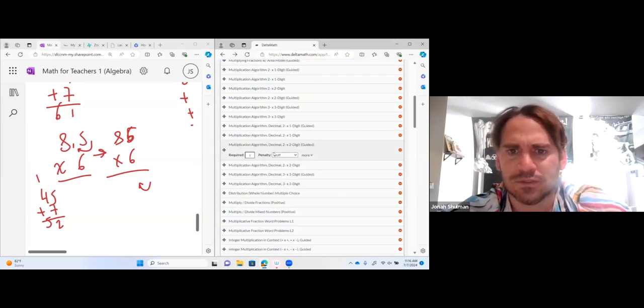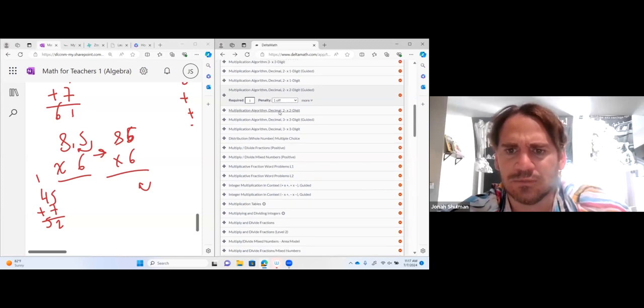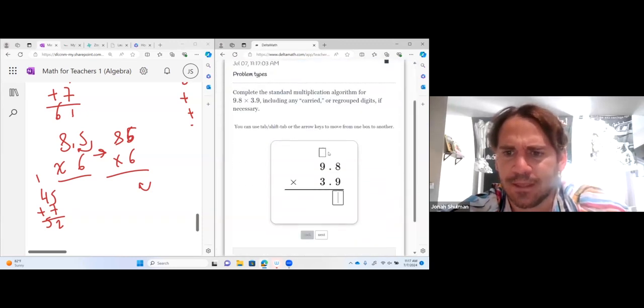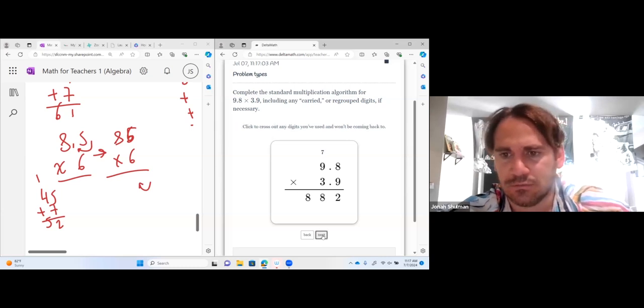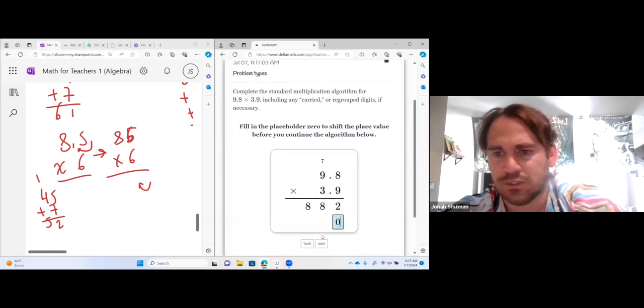Yay. All right, so let's do another one. So this is without the steps, then we do 3 by 3. 9 times 8 is 72, carry the 7. 9 times 9 is 81. 81 plus 7 is 88. We have 0 here.